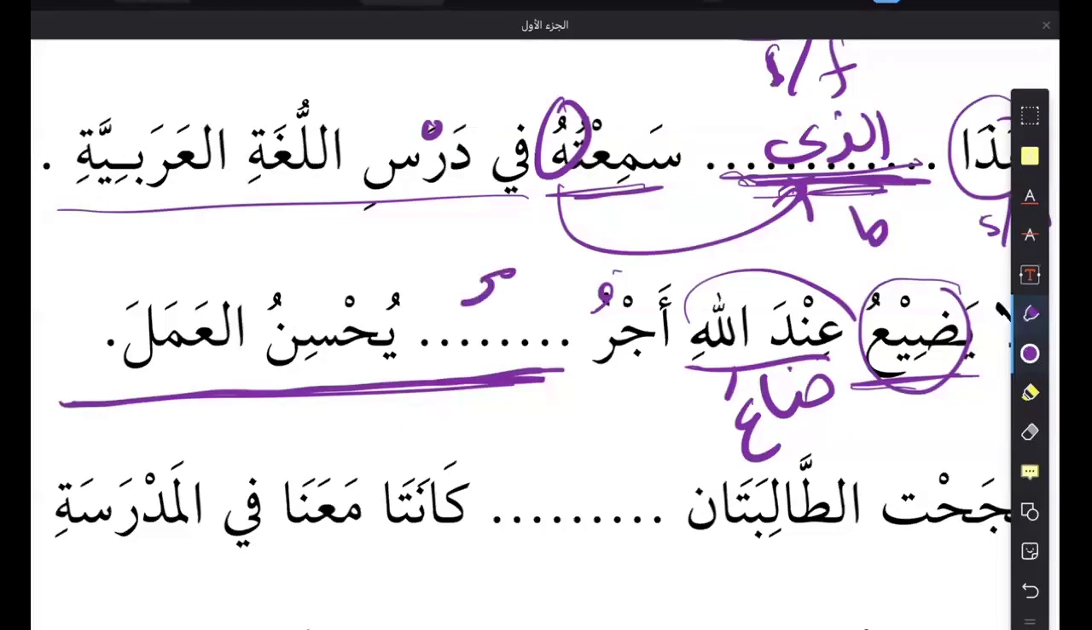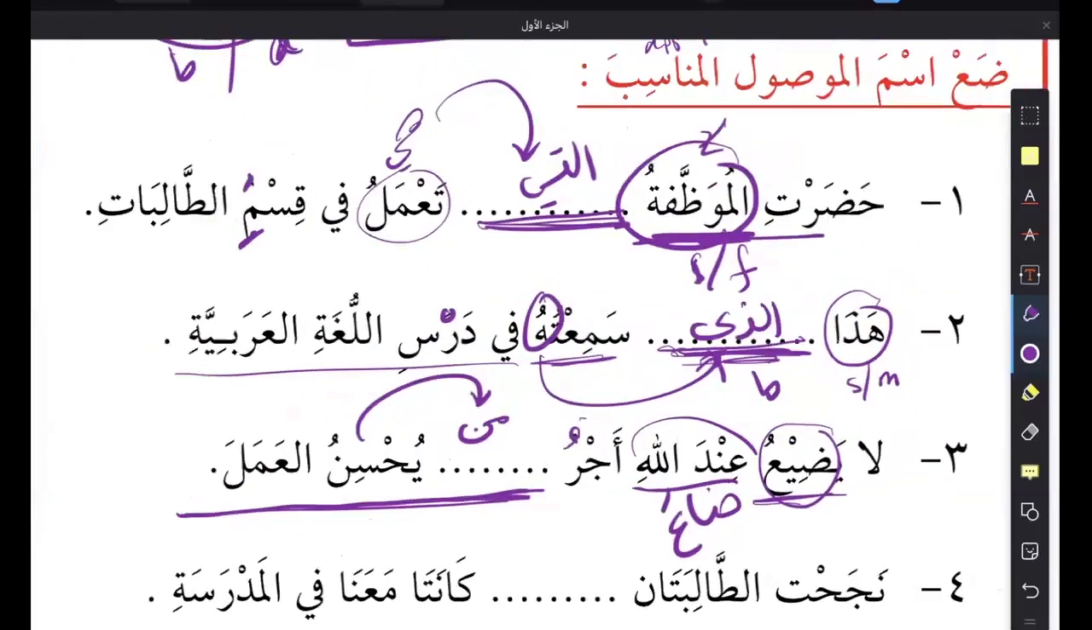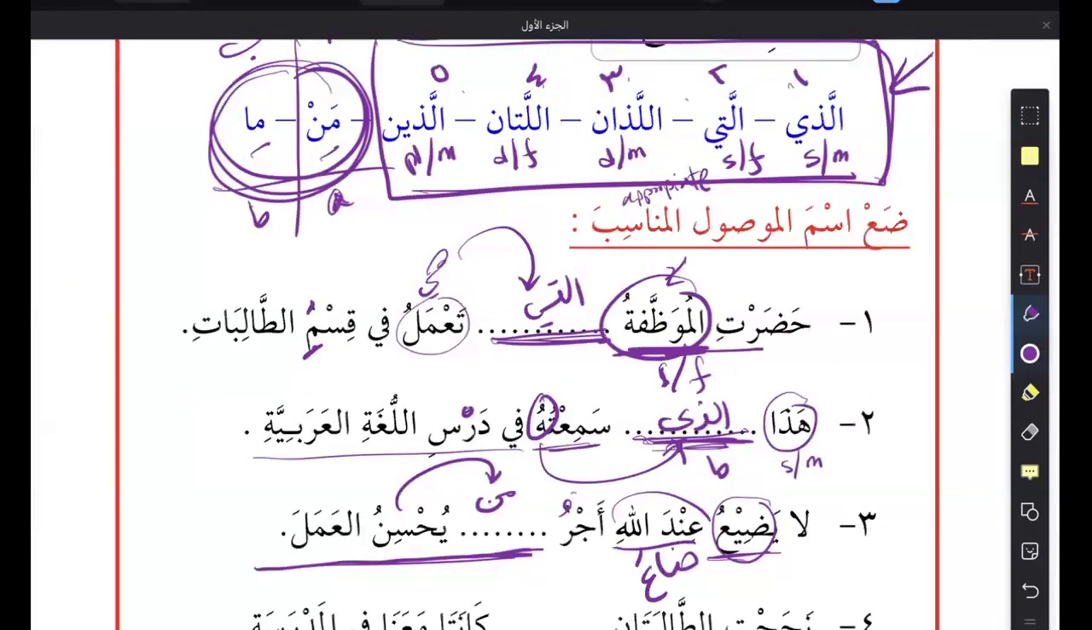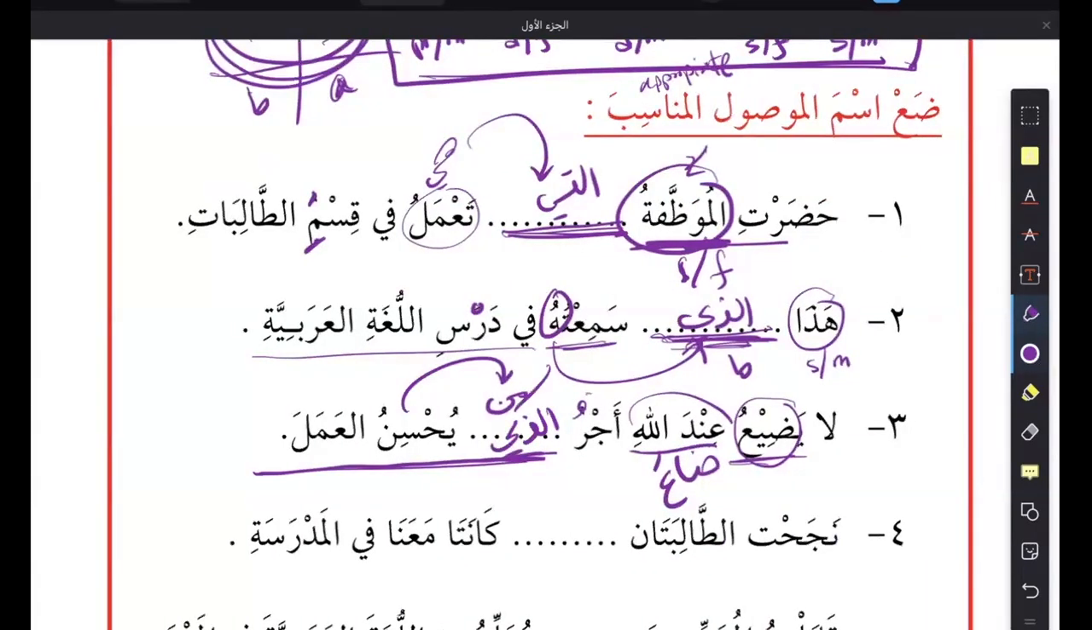Okay, so man. Man yuhsinu amala. So the person who yuhsinu, so the ahsana yuhsinu, it's singular masculine. So huwa is the pronoun who does a good action. Ahsana al-amala, that means he has done good deeds. Now, from this category, which one will we be choosing? We'll choose alladhi. Ajru alladhi yuhsinu amala, or you can say ajru man yuhsinu amala.